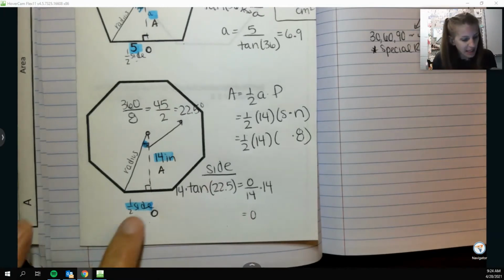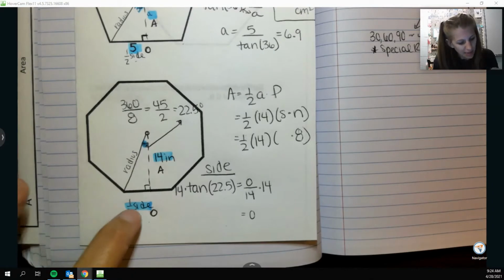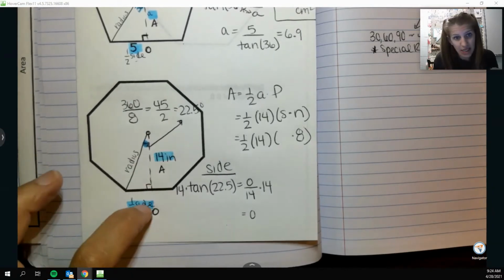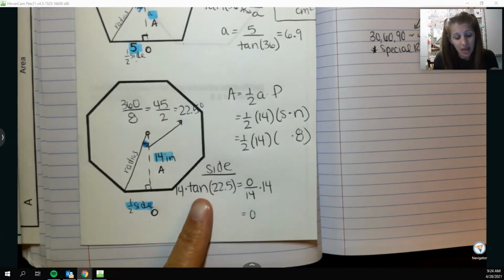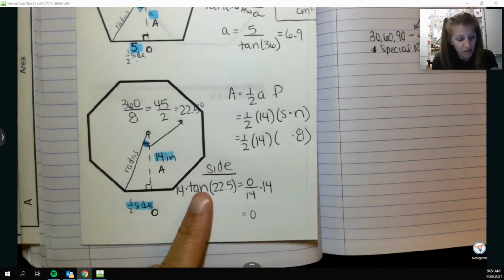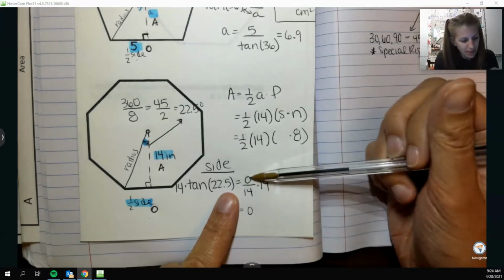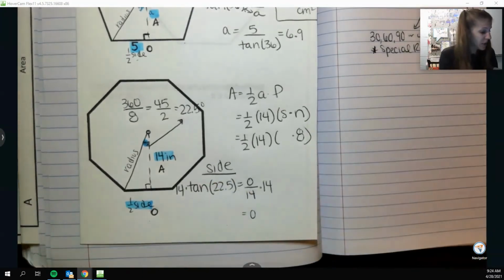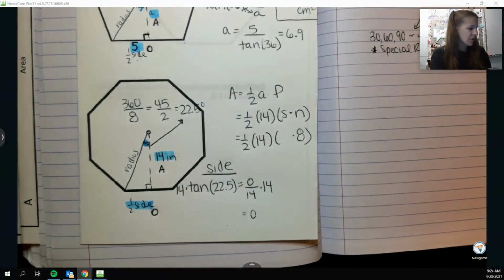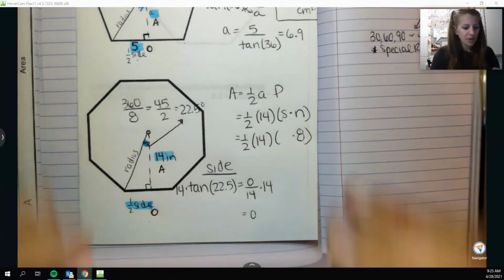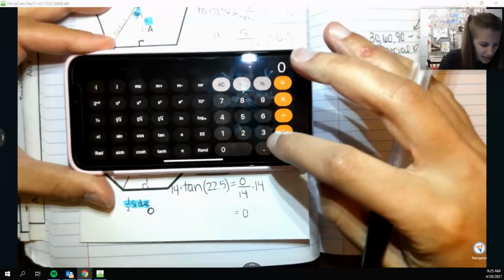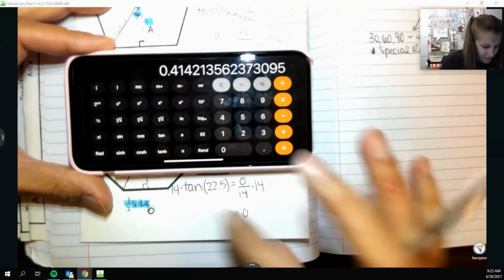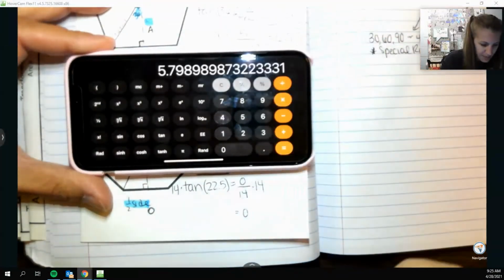We were working on finding this side right here, which was opposite of my central angle. And I had the apothem, which was adjacent. So that means I needed tangent. So we're doing tangent of our angle equals the opposite side over the adjacent side. To solve, I just needed to multiply by 14 on both sides. And so that is right where we left off there, where on our calculator we were doing 22.5 tangent and then multiplying by 14.